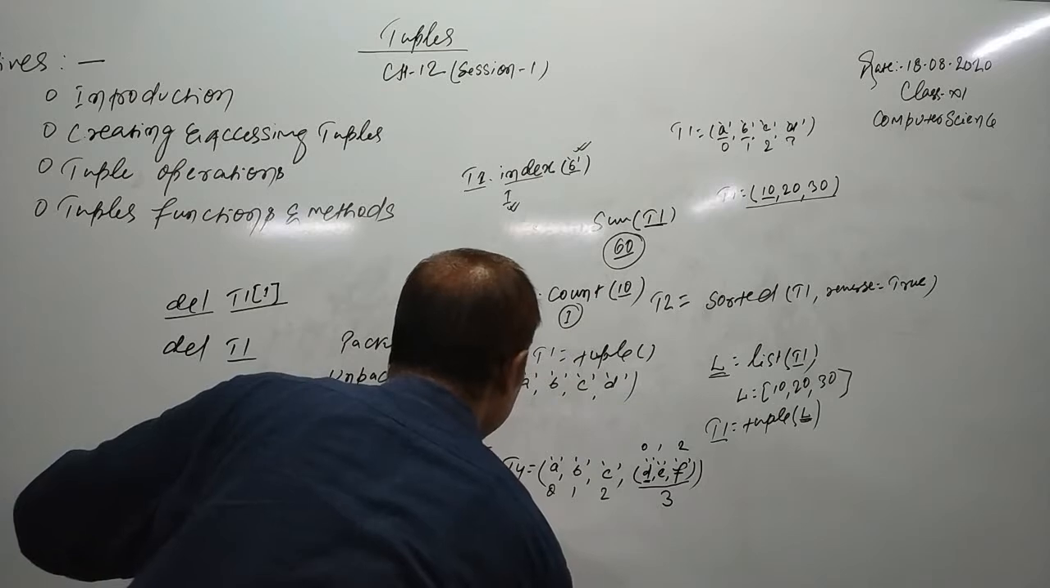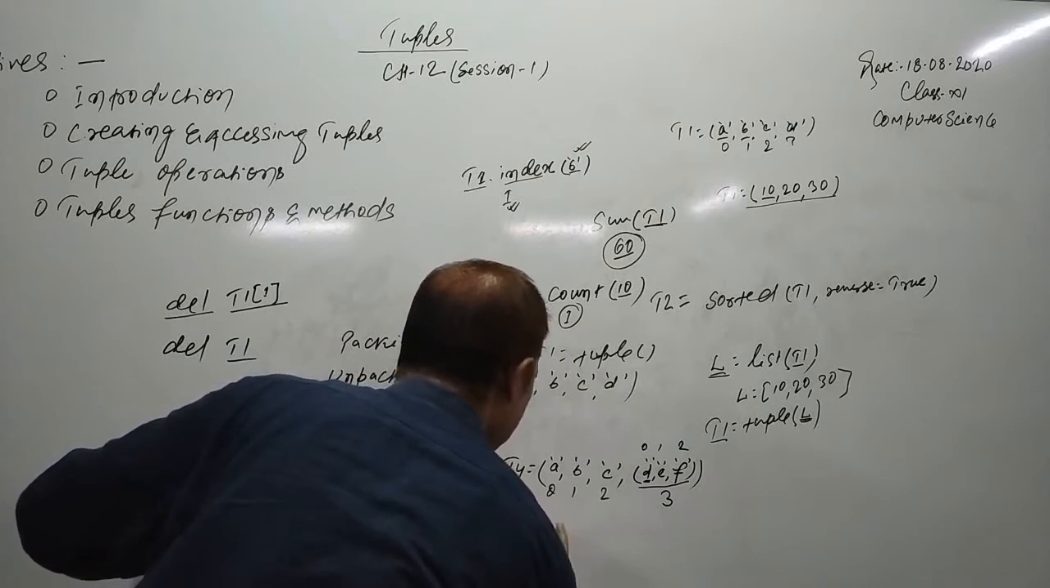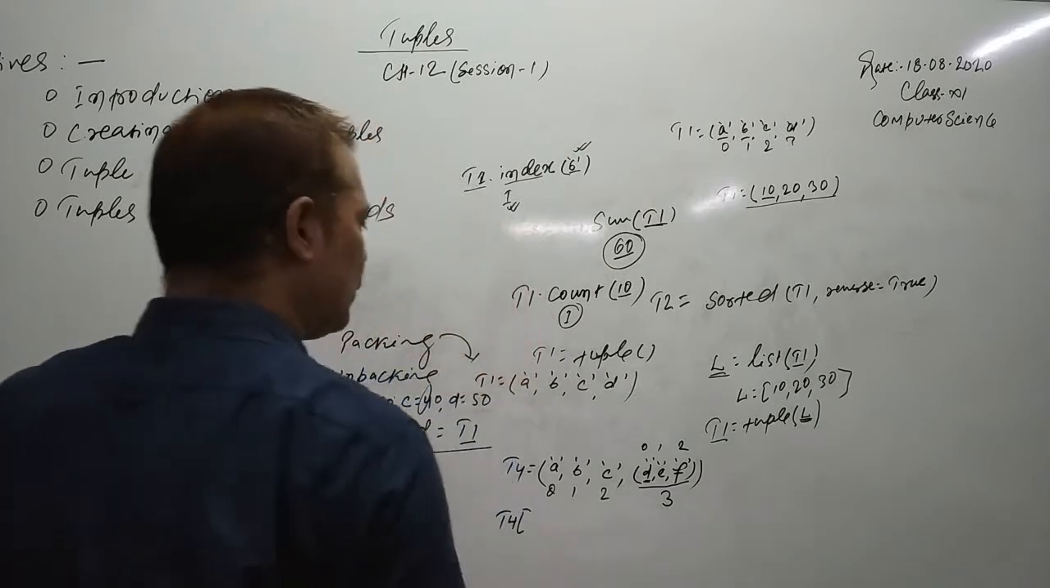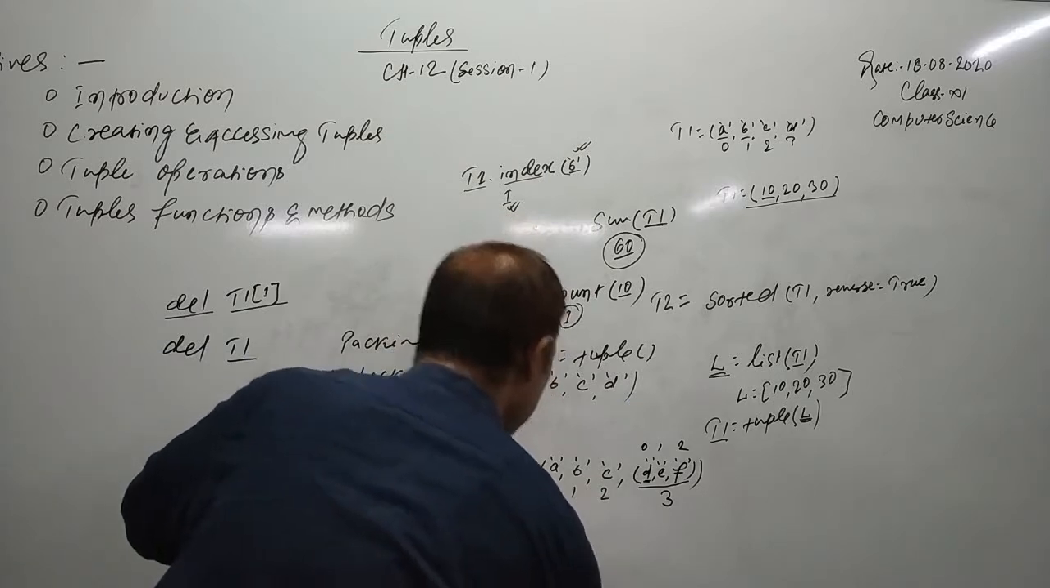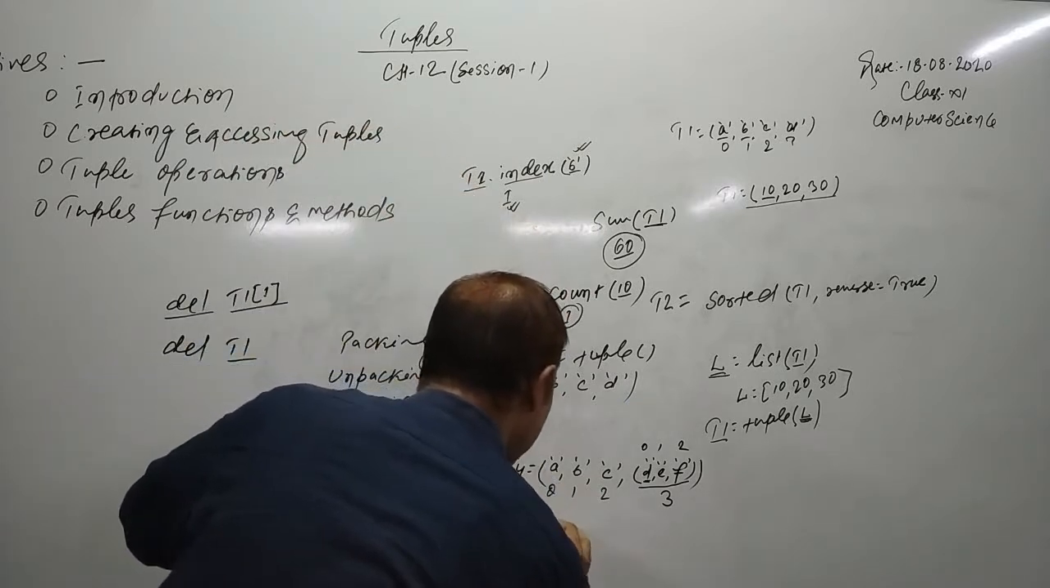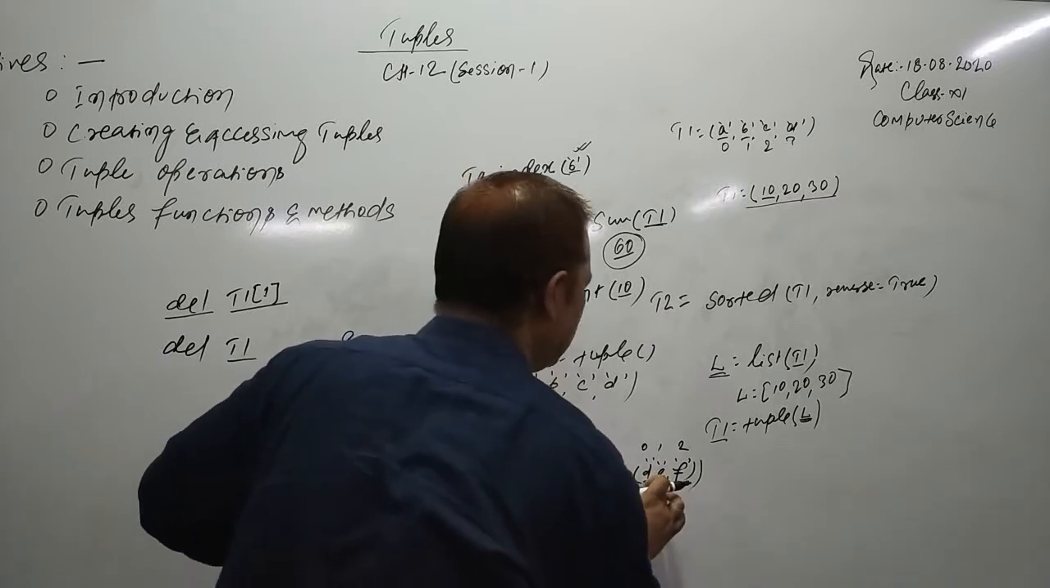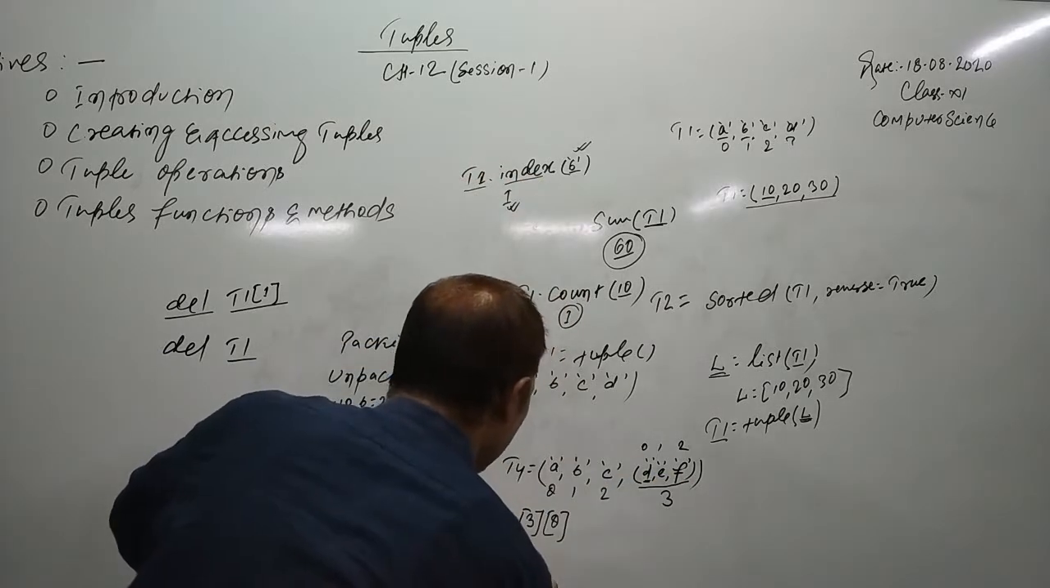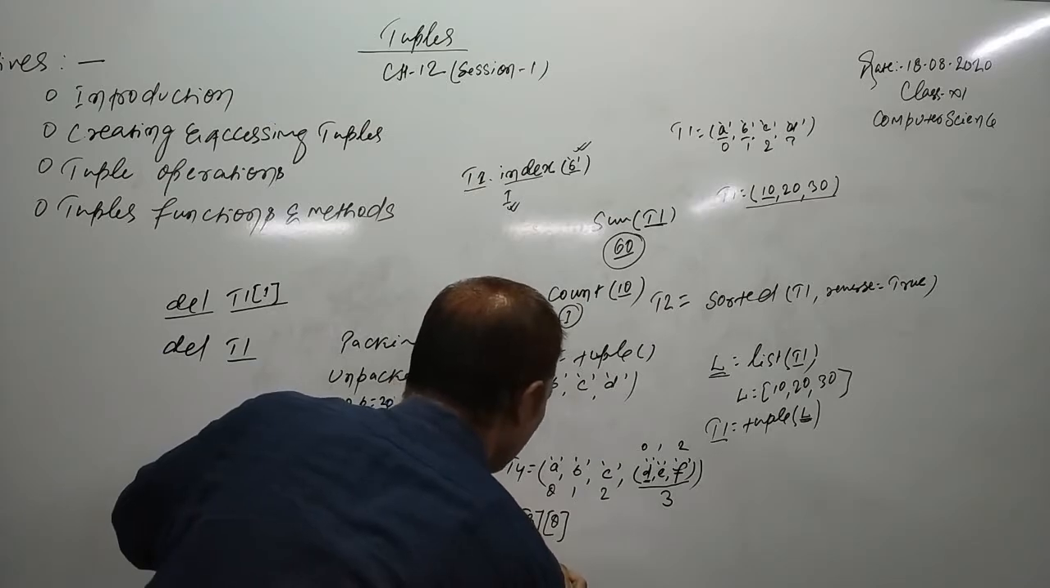You can say simply T4, and then inside the T4, as you all know, this is the third. So I am referring to the third element, and then I am referring to 0. So it will give you D. And if you say T4 and then third and then 1, it will give you the next element. Just a minute.